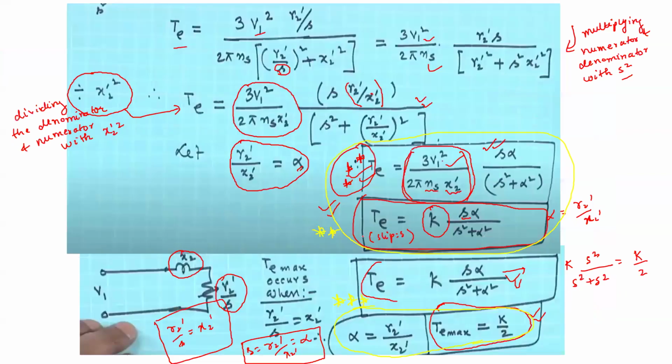So here when we were deriving, you see, we took that, so Sir has also considered that this alpha is R2 dash by X2 dash when he was deriving these formulas. And then also maximum torque occurs when slip is also equal to R2 dash by X2 dash. So this slip at maximum torque is equal to alpha.